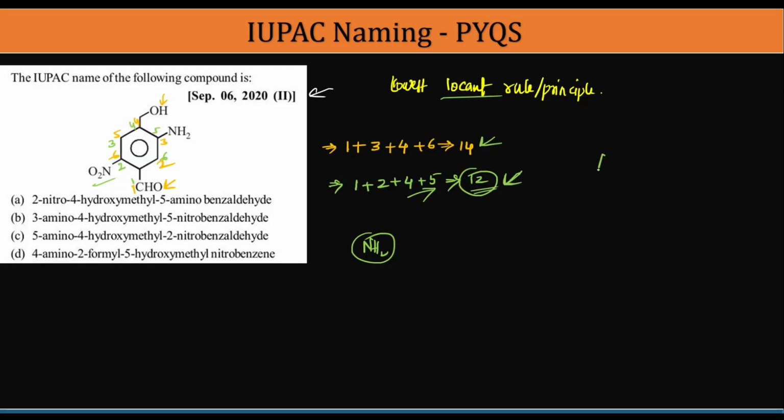All right, so what is the order? Let me draw here once again. This is OH, NH2, CHO, NO2. All right, and this is the priority order which is preferable according to this rule. 4, 5, 6. So what is the naming of this thing?